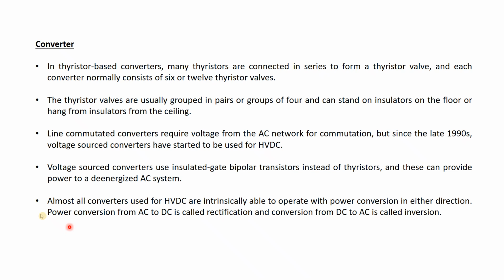So almost all converters used for HVDC are intrinsically able to operate with power conversion in either direction. That means these converters can be used for power transmission in both directions, because the power conversion can be from AC to DC and DC to AC also. Okay, so this converting concept can be used for both rectification as well as inversion.